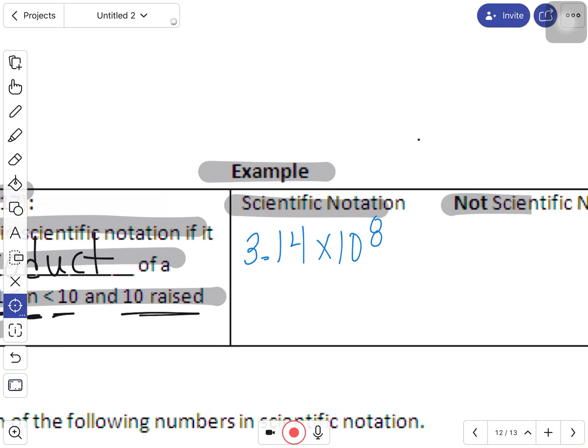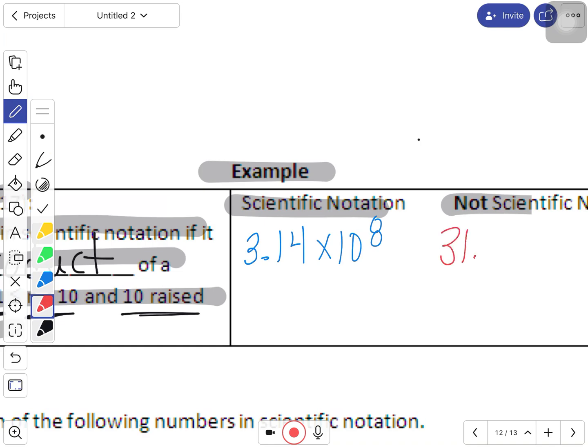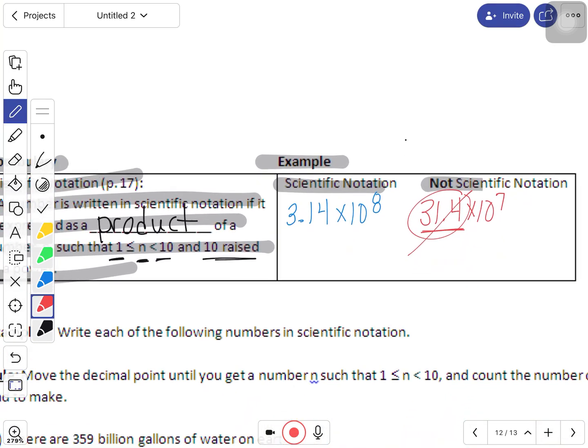Now, if I shimmy that decimal over one spot to 31.4 times 10 to the 7th, well, yeah, I have an equivalent expression, but 31.4 is not a number between 1 and 10. So that can't be scientific notation. This violates the definition.